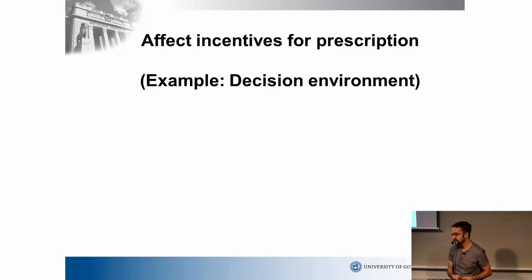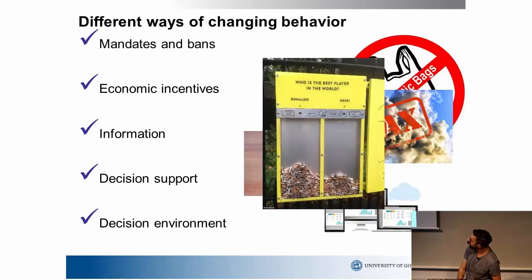Affect the incentives for prescription. Okay? And here I'm going to exemplify it with something that I call the decision environment. Remember again, let me go back and remind you, we have 5 different ways of affecting behavior. And now I've been jumping on economic incentives and mandates and bans. Now I jump to decision environment.